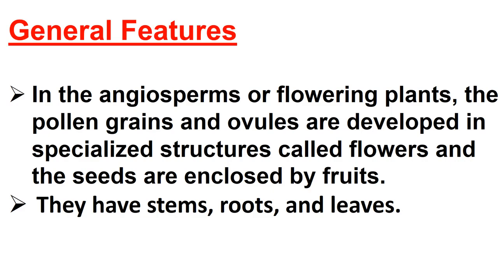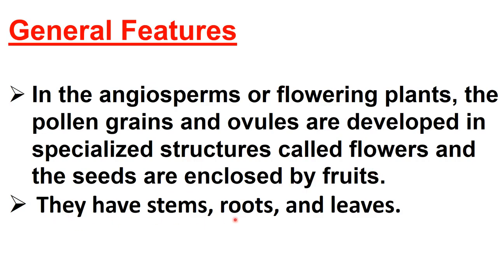Angiosperms are called flowering plants because they are the plants in which flowers are present. In angiosperms, the pollen grains and ovules are developed in a specialized structure called the flower. Within the flowers, ovules and pollen grains are produced, and the seeds are enclosed by fruits. That's why these plants are different from the gymnosperms, because in gymnosperms flowers are not present and seeds are naked, but here seeds are enclosed by fruits.